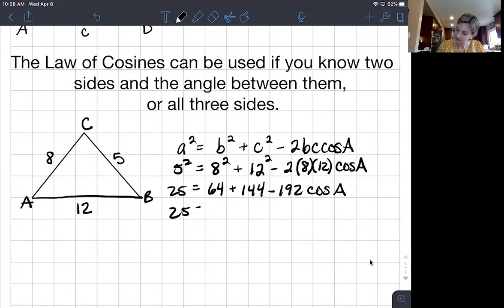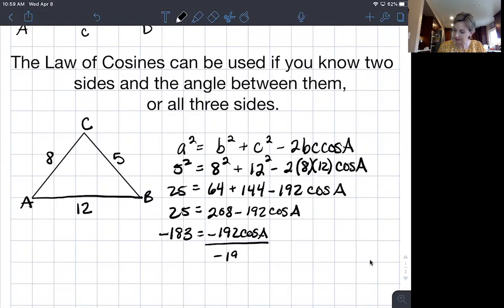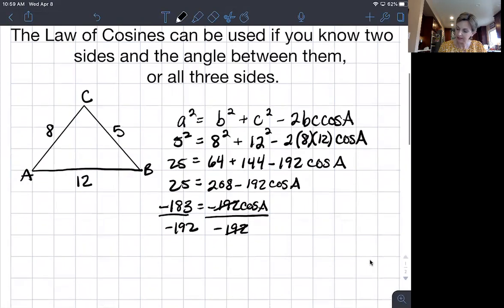Okay, 64 and 144 is 208 minus 192 cosine. Okay, now we need to move that 208 to the other side, subtract it. 183 is 192 cosine A. So now when we subtract that, divide by that negative 192, the negative sign goes away, which is perfect.